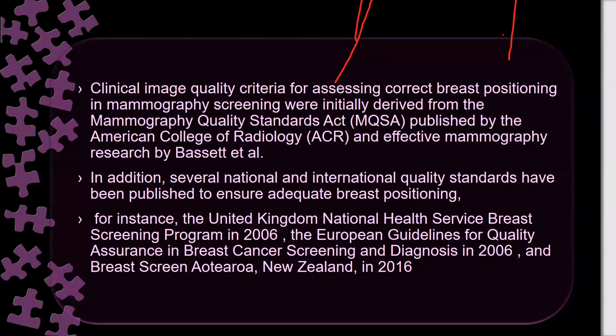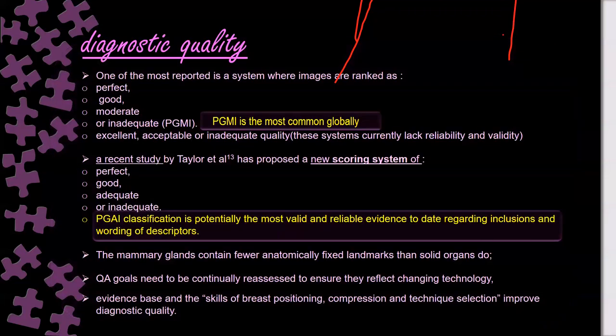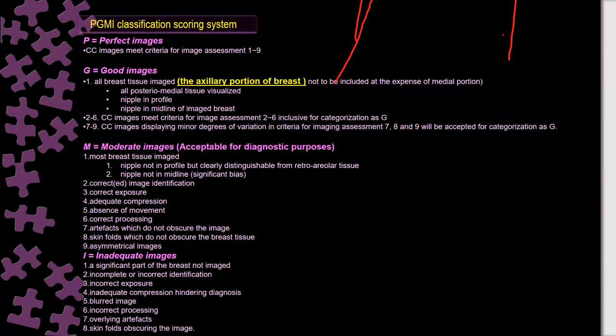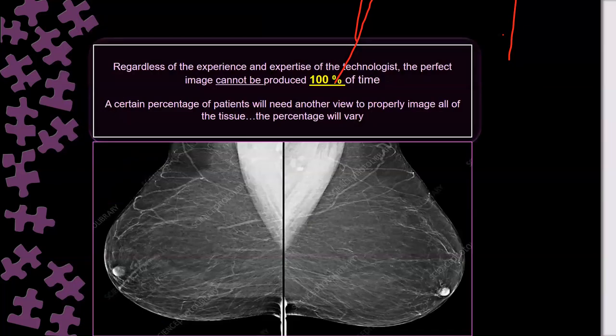The clinical image quality criteria for assessing correct breast positioning were initially derived from the Mammography Quality Standards Act, published by the American College of Radiology, the ACR, okay? And then followed by other systems in the UK and Europe and so forth. And here you can go through these systems when you have time.